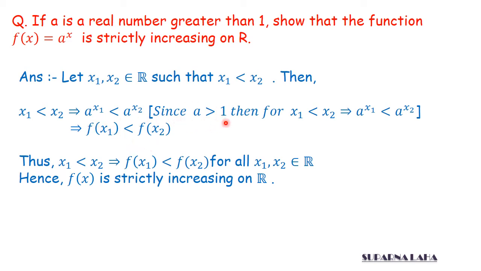Since a is greater than 1, here I am taking a is greater than 1, so any power we can take of a always follows this property. For x1 less than x2, a to the power x1 is less than a to the power x2. So from here I can say the functional value is also increasing. As x is increasing, the functional value is increasing for any arbitrary 2 points x1, x2 in R. So the function is a strictly increasing function.